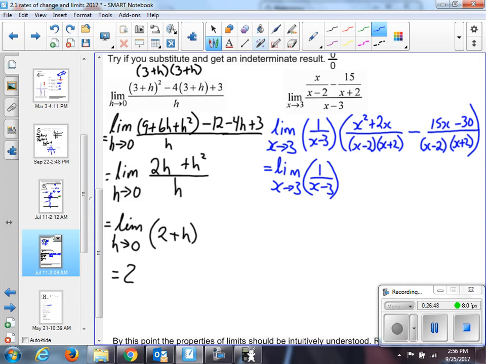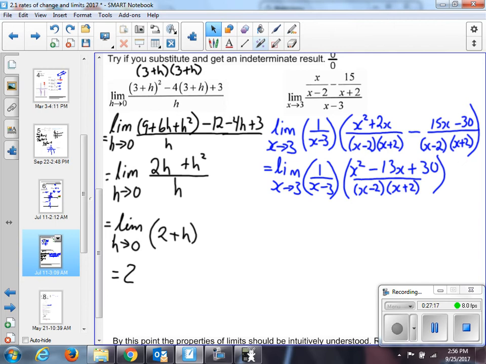So, on the numerator, x squared, nothing else matches with x squared. 2x minus 15x, so minus 13x. Plus, because it's minus negative 30, right? 30. Okay. Can that be factored? Multiplies to positive 30, has a difference of 13, negative side of it. It's 10 and 3.